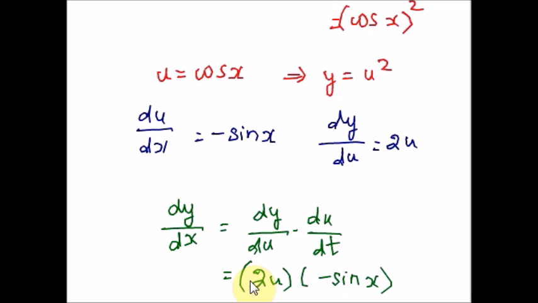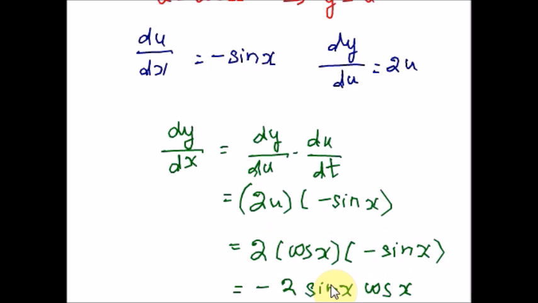negative 2 times sin x. Okay, here you have to back substitute the u value too. Then you can write your final answer. We are just multiplying everything. So 2 is the coefficient and you bring the negative sign before the coefficient and just multiply these two trigonometric functions.